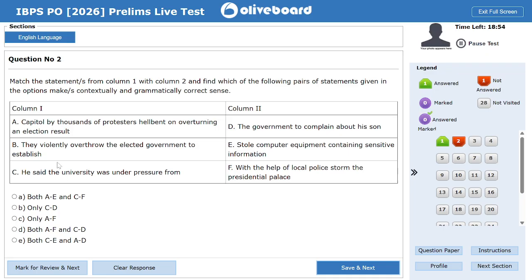Capitol, he said the university was under pressure from the government. They violently overthrew the elected government to establish the government, established with the help of local police from Capitol by thousands of protesters hell-bent on overturning election results.